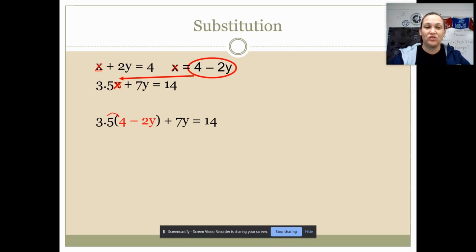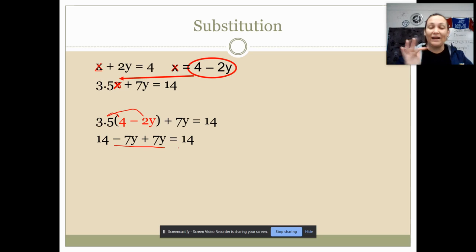Here, I'm going to distribute. And I'm going to combine like terms. Now, this one is a special case, and we had an example of a special case yesterday as well. So I know this one is going to be a special case because I have a -7y and a +7y, and those are going to make 0 letter y's. So those are going to cancel out my y's completely, leaving me with just the numbers 14 equals 14.